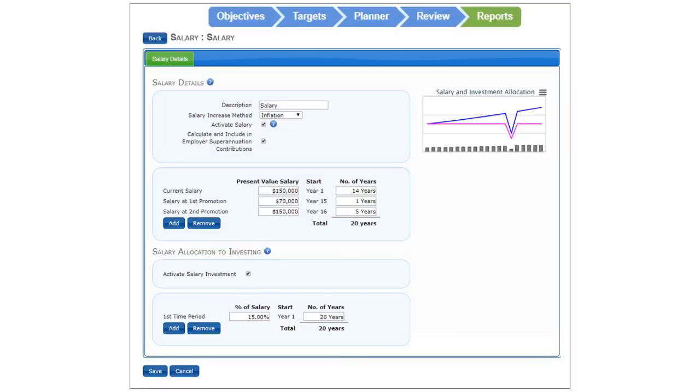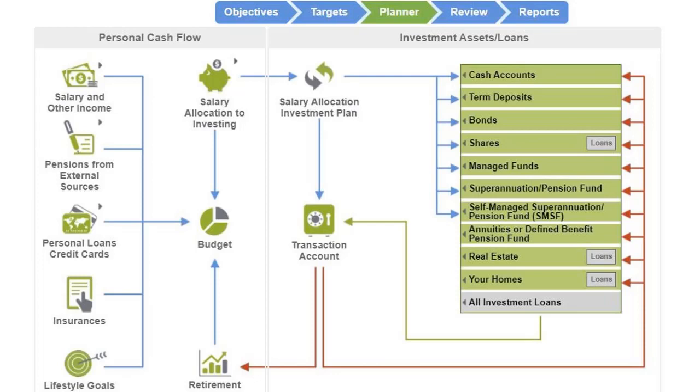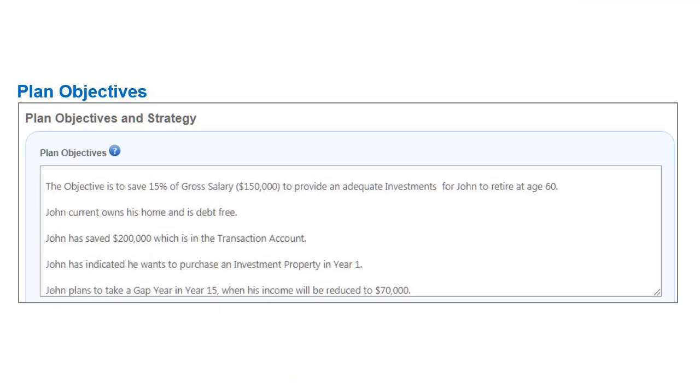For demonstration purposes, screenshots will be a 20-year savings plan for a single person. John Citizen is age 40 and has a salary of $150,000, of which he is saving 15% for the next 20 years. He owns his own home debt-free and wants an investment plan for the next 20 years. He currently has $200,000 in the transaction account and has indicated he wants to purchase an investment property in year 1.